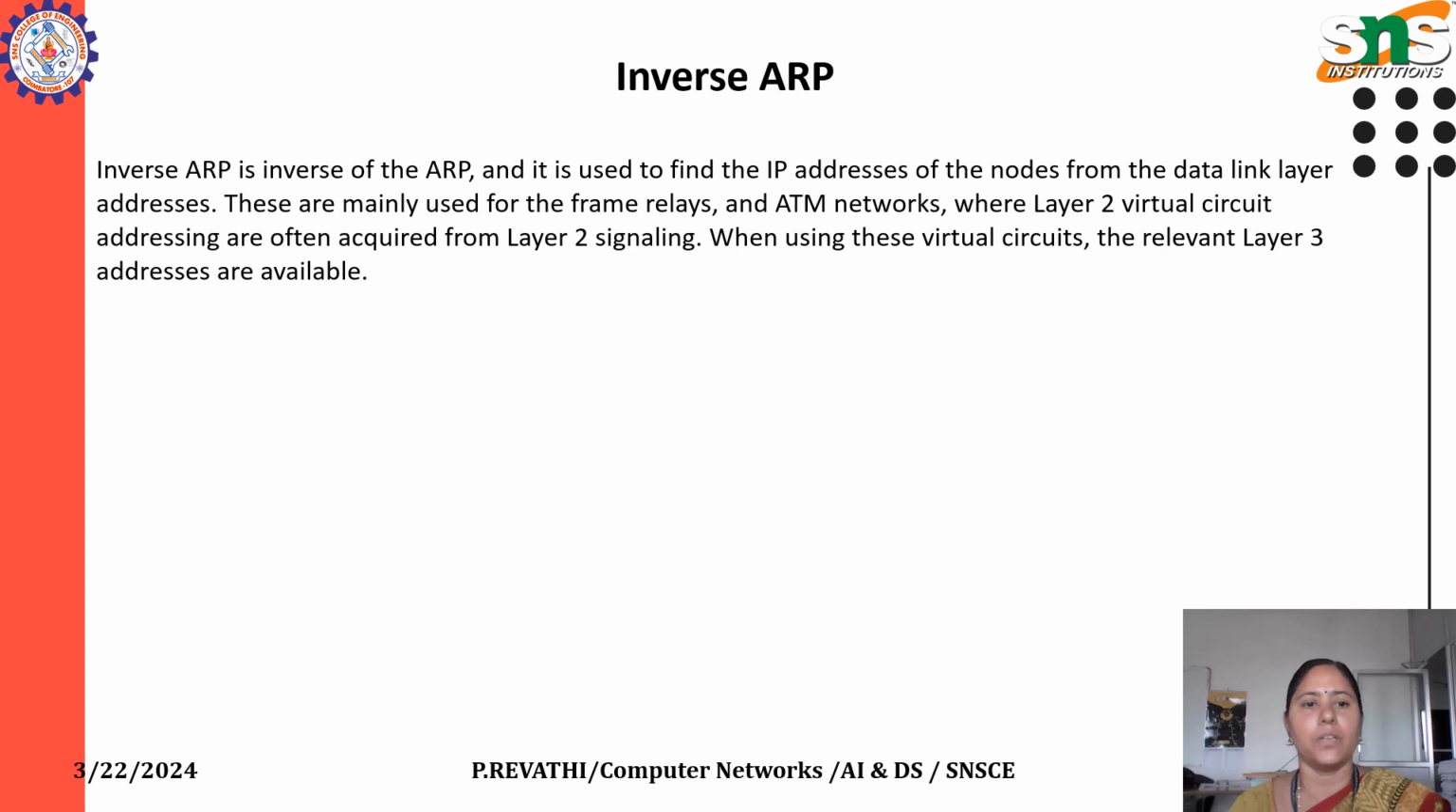Inverse ARP. Inverse ARP is the inverse of the ARP, and it is used to find the IP address of the nodes from the data link layer addresses. These are mainly used for frame relay and ATM networks, where layer 2 virtual circuit addressing is often required from layer 2 signaling. When using these virtual circuits, the relevant layer 3 addresses are available.